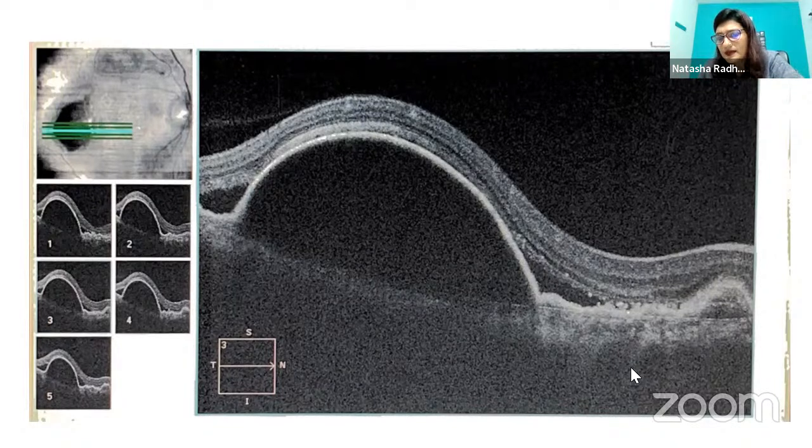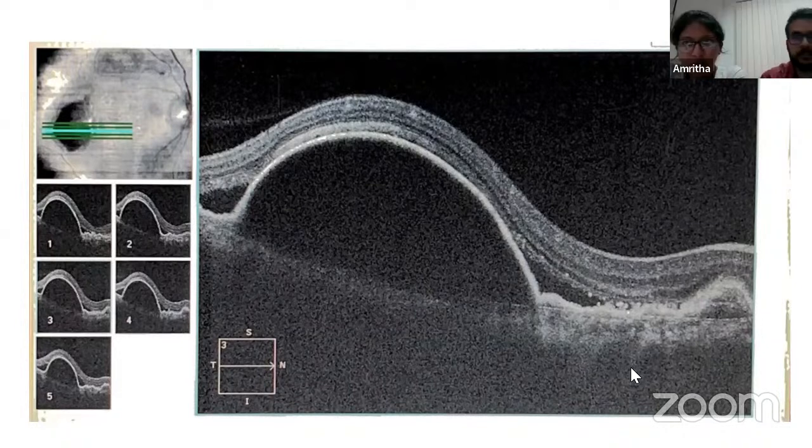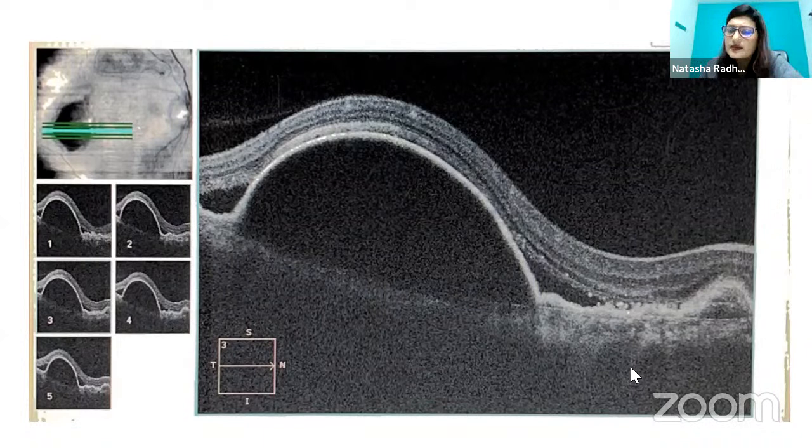Again, you're seeing a small PED there, isn't it? Yes, ma'am. But it's filled with some material. Okay, so what kind of PED is likely to be that? That can be a fibrovascular PED, or it can be a drusenoid PED because it is filled almost homogeneously with some material.